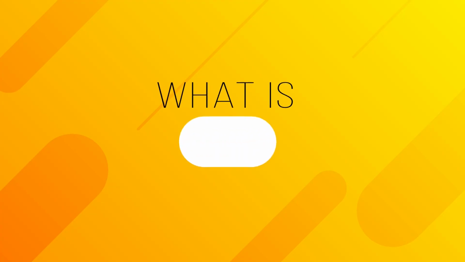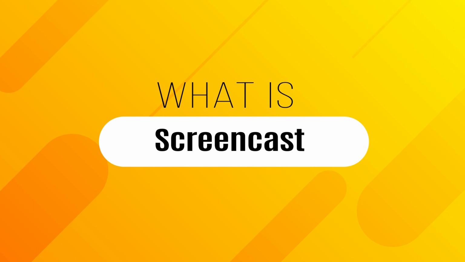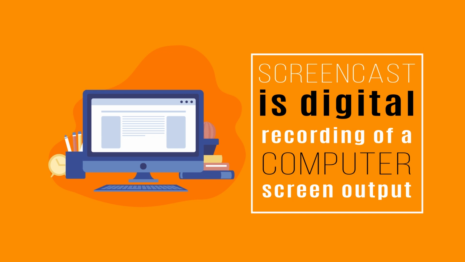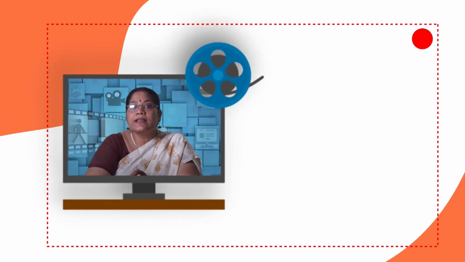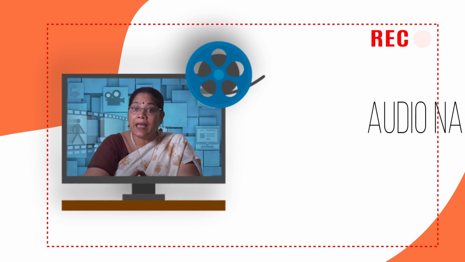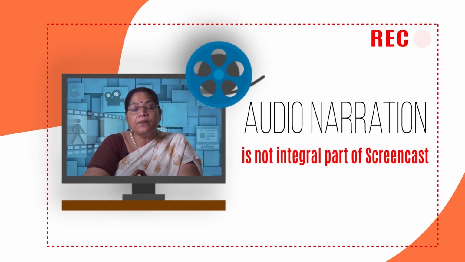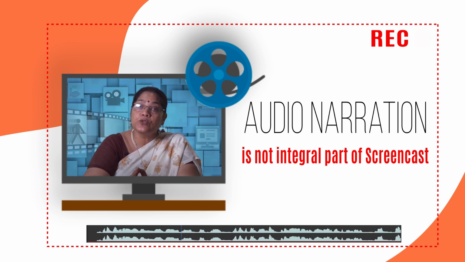The first thing we want to know about anything is what is its definition. So if you want to define screencast, we will go to Wikipedia. Wikipedia says that screencast is a digital recording of the computer screen output. It is also known as a video screen capture, which is accompanied by audio narration in most of the cases, though audio narration is not an integral part of a screencast.